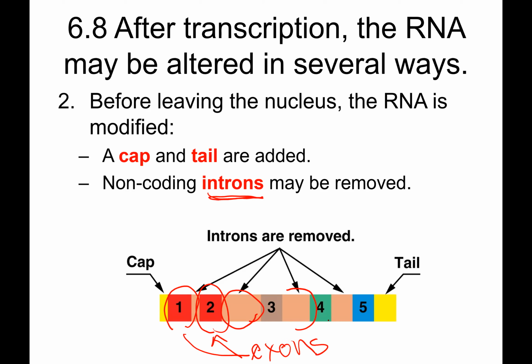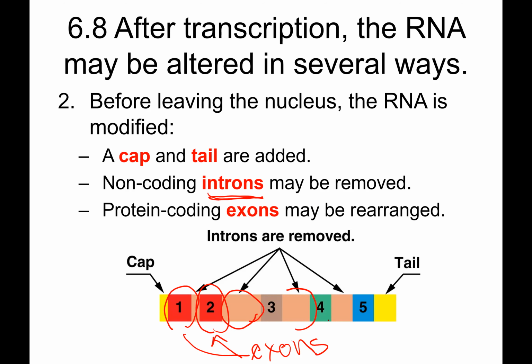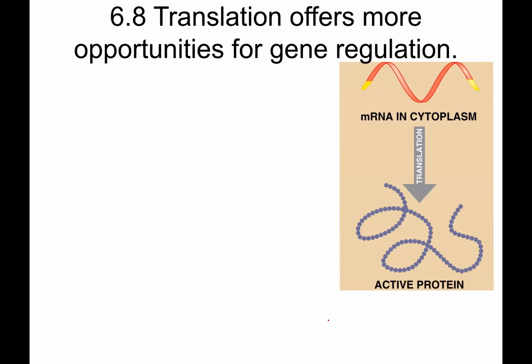Okay, so the introns are removed and then the exons are all smushed together to get a final coding sequence. So you definitely need to know the difference between an intron and an exon. Remember, exons are expressed, so those want to stay.